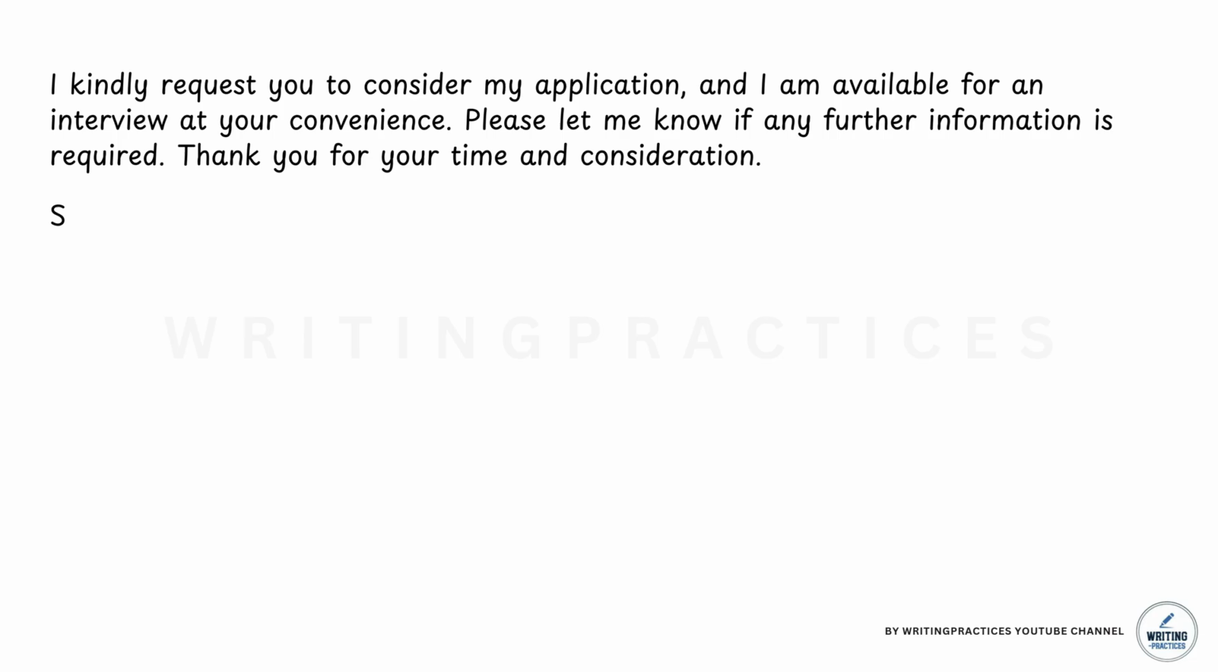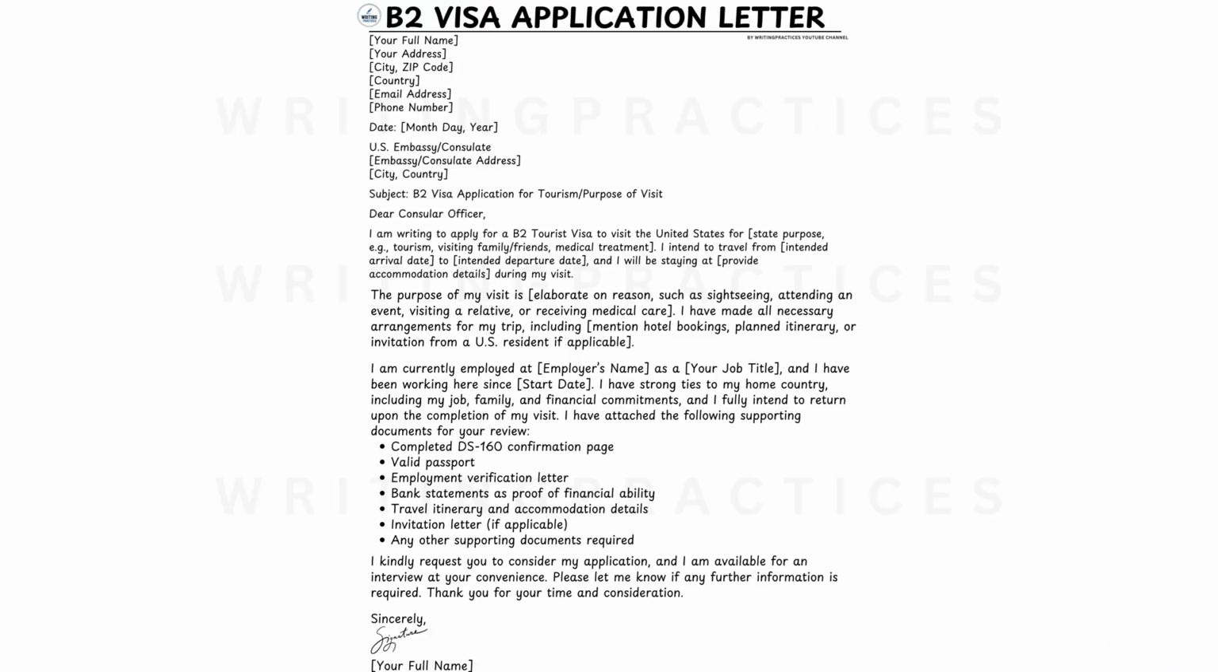Closing and signature. End your letter with a professional closing. Sincerely, then write your full name below, John Doe. This simple yet formal ending leaves a positive impression. And that's how you write a B2 visa application letter. By following this structure and including all necessary details, you can create a strong letter that supports your visa application.